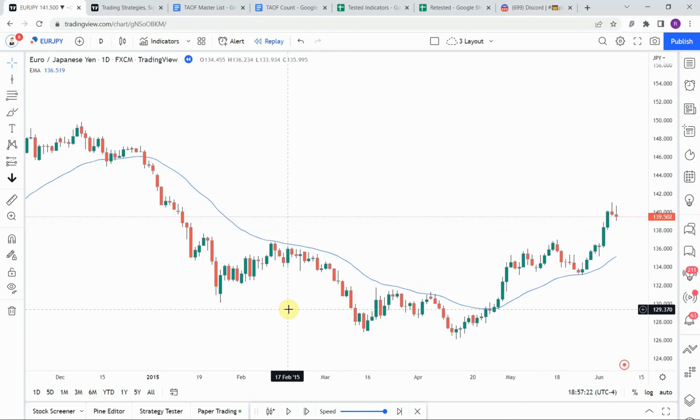Today, we will be taking a look at an advanced testing of the exponential moving average.